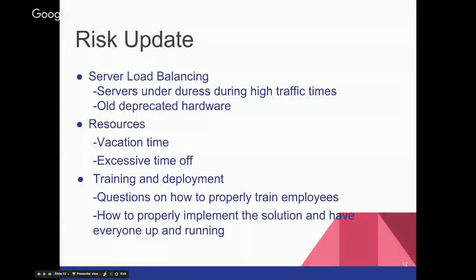So real quick, I'm going to pass it over to Robert, who's going to handle our risk updates. All right. Thank you, everybody, for listening. These are some updates on some risks that we're having right now. As Chris mentioned earlier, we had some server load balancing issues. They'd be under duress, especially during high traffic times, which just isn't acceptable. 50 requests per day is not where you need to be, especially for a corporation as large as the one we're serving. They're going to have at least 100, so they need to have better response time.